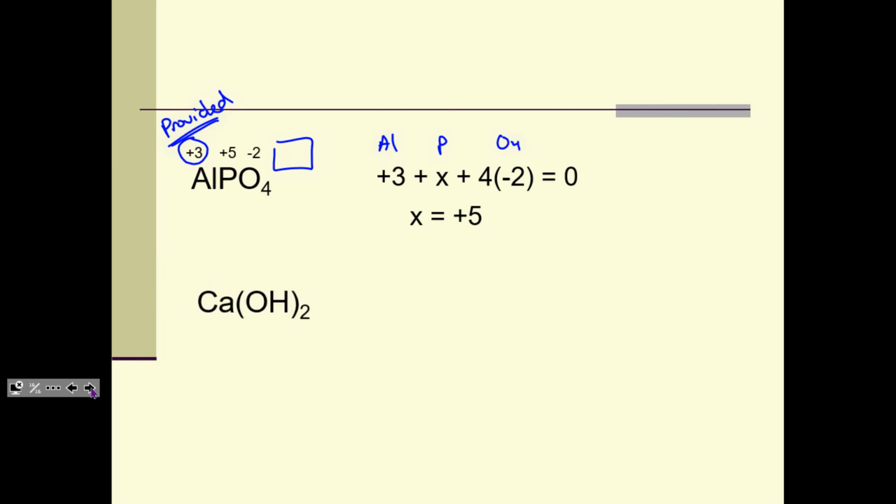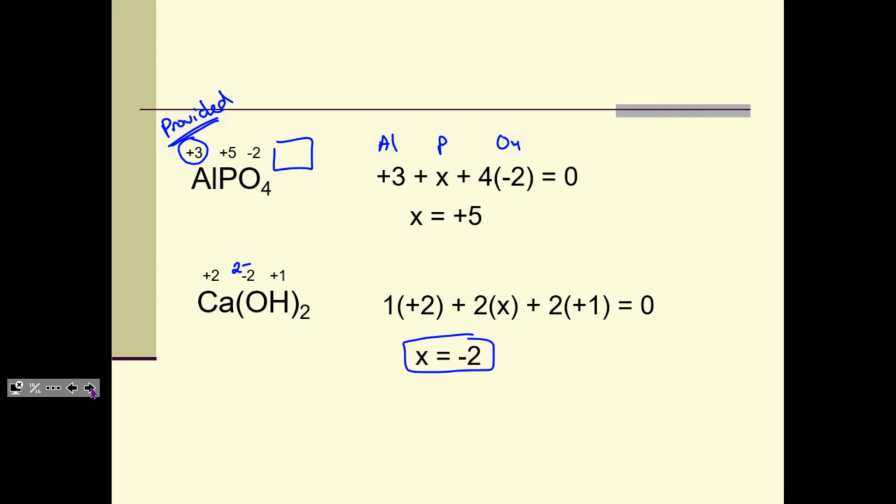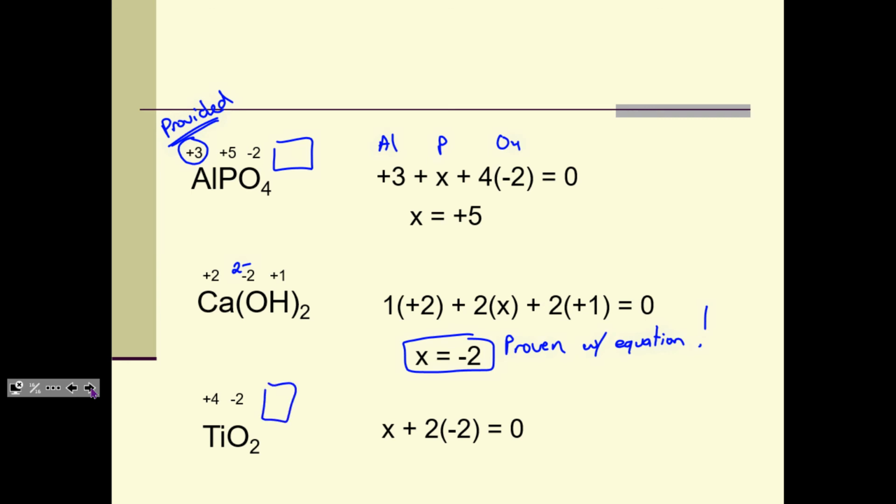Calcium hydroxide, I know group 2, I know hydrogen, and I know oxygen also. So in this case, I don't have to solve. But you can prove it with your equation, just in case you need to. Titanium oxide, last one here. Oxygen's 2 minus. And in this case, titanium will have to be a 4 plus in order to reach the overall charge of 0.